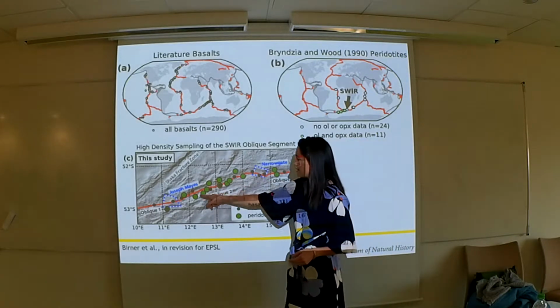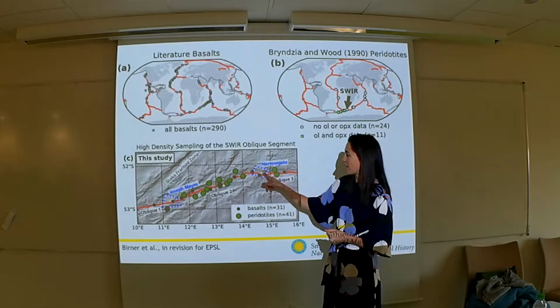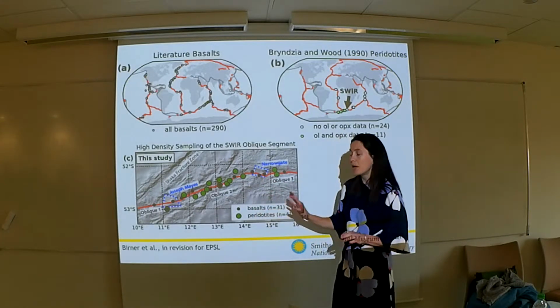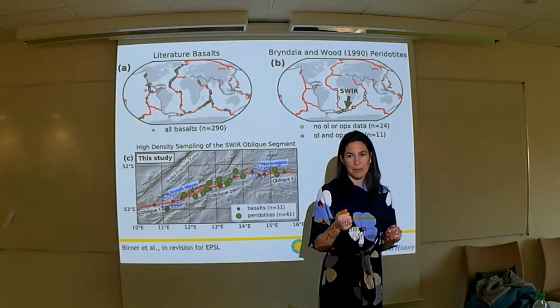This is the ridge axis. The green are peridotite locations, and the black are basalt dredge locations. We even have some dredges where in one dredge you get peridotite and basalt.